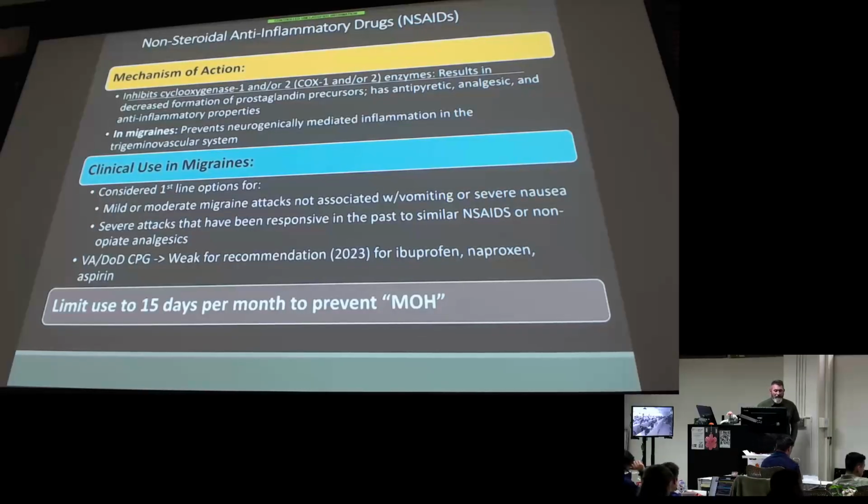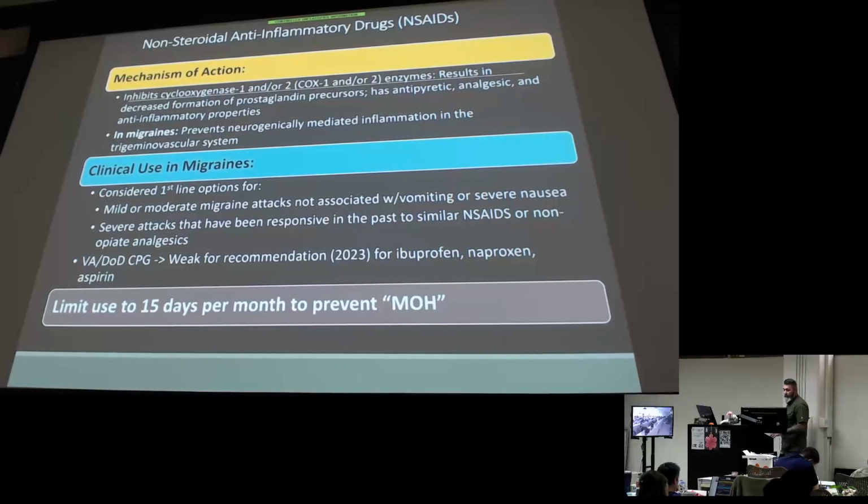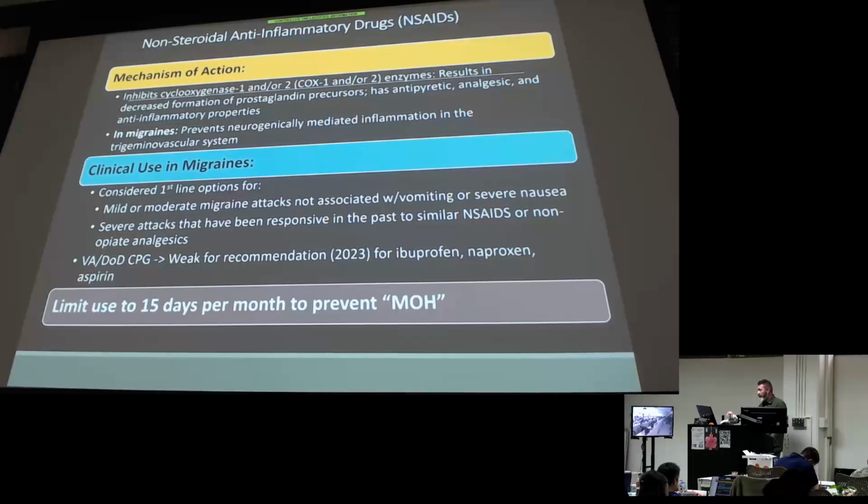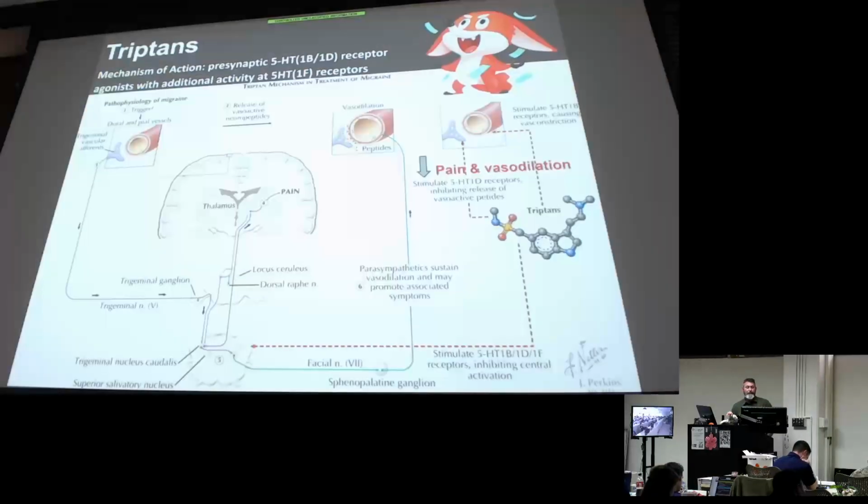We do have a limitation of use recommended. Anytime you see this in your slide deck, it's important, how we limit the use of certain acute or abortive agents to what, right? So for NSAIDs, no more than 15 days per month to prevent MOH. So we have the limitation of use almost for all our classes. I would pay attention to that as we move through the slide deck. So for NSAIDs, 15 days per month to prevent medication overuse.